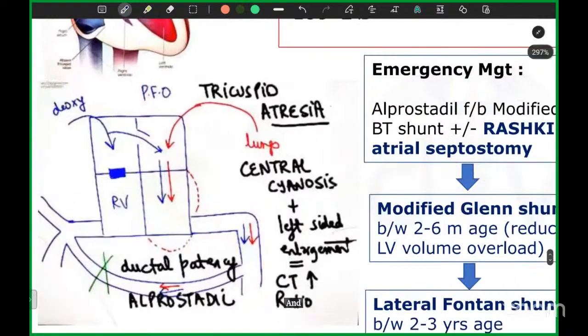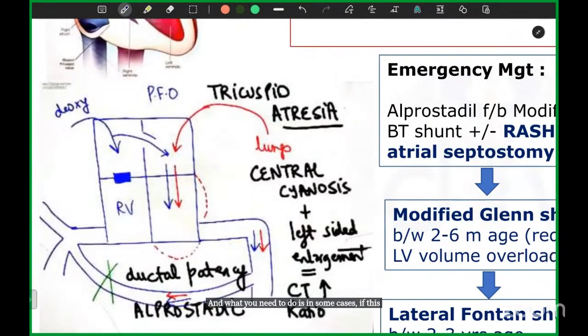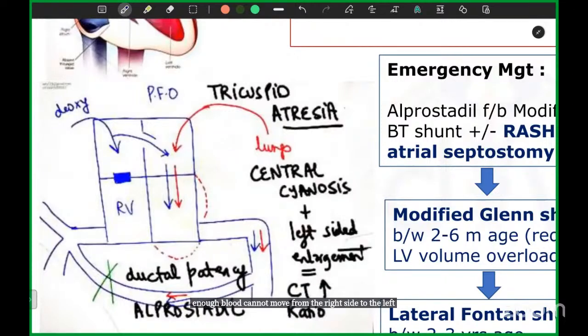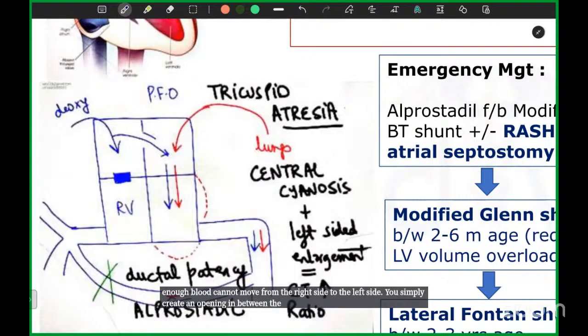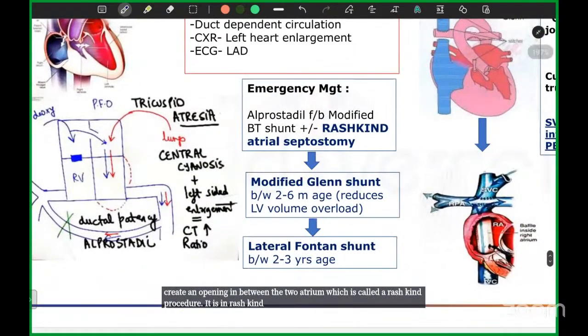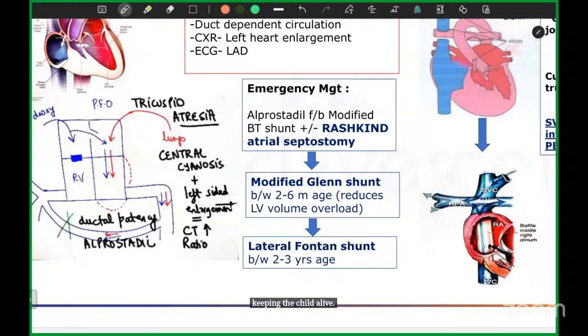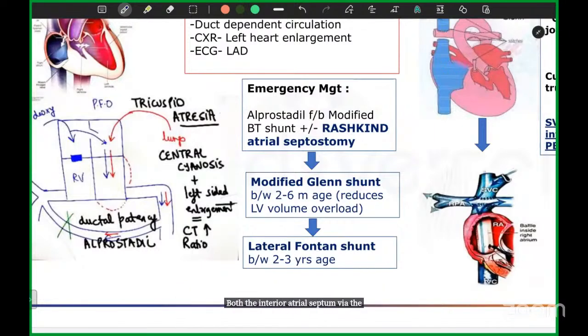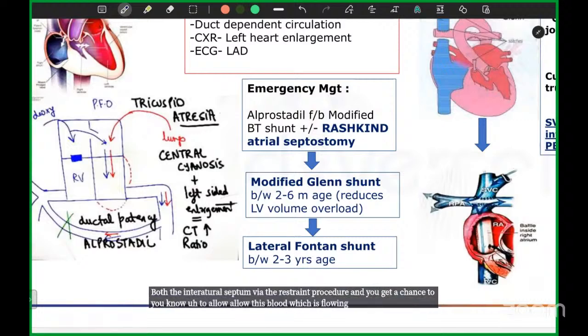And what you need to do is, in some cases, if this patent foramen ovale is so small that enough blood cannot move from the right side to the left side, you simply create an opening in between the two atria, which is called a Rashkind procedure. It is a Rashkind atrial septostomy. You basically burst the wall of the interatrial septum, because see, the ASD is the only thing keeping this child alive. There is no other way that this blood from the right side of the heart can come into the circulation. The only way is an ASD. If the patent foramen ovale is not really big in size, burst the interatrial septum via the Rashkind procedure, and you get a chance to allow this blood to flow from the right side to the left side.